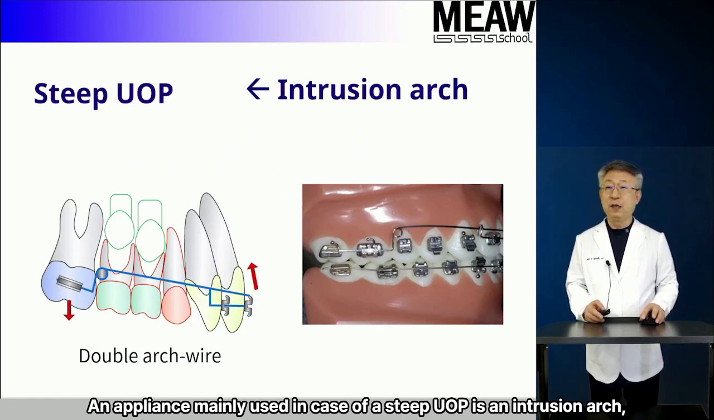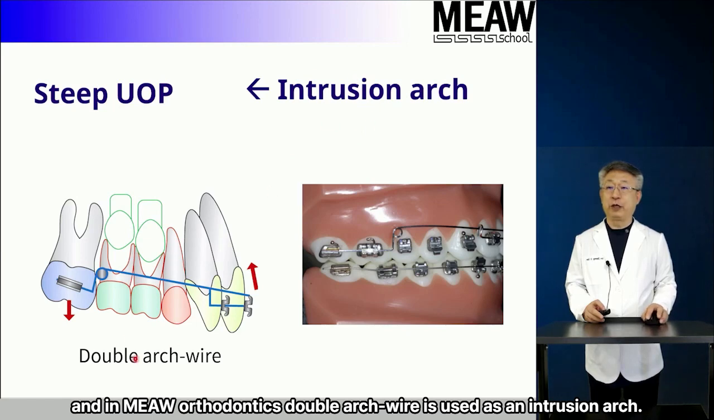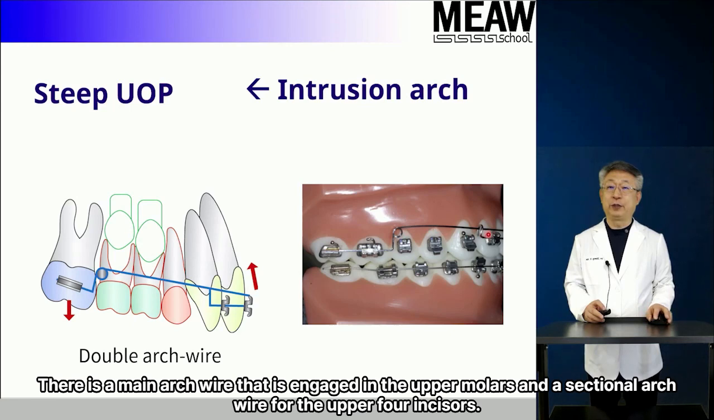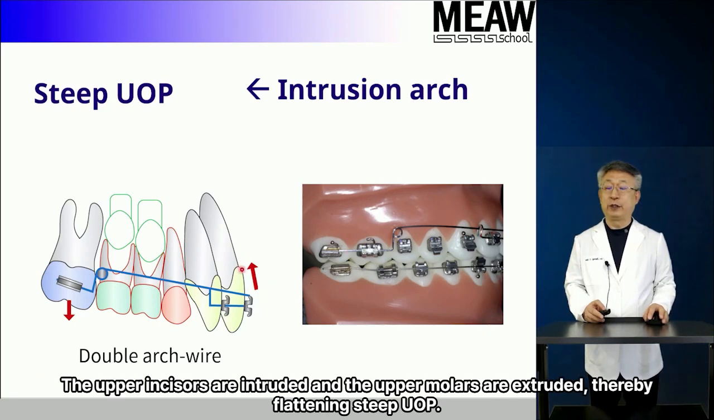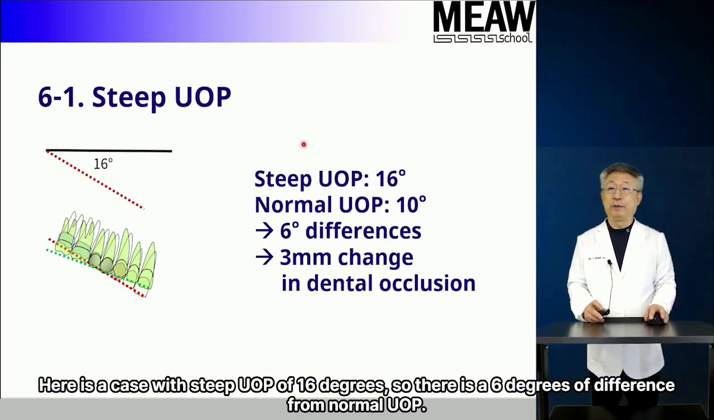An appliance mainly used in case of a steep UOP is an intrusion arch. And in MEAW orthodontics, double archway is used as an intrusion arch. There is a main arch wire that is engaged in the upper molars and a sectional arch wire for the upper 4 incisors. The upper incisors are intruded and the upper molars are extruded, thereby flattening steep UOP. Here is a case with steep UOP of 16 degrees, so there is a 6 degrees of difference from normal UOP.